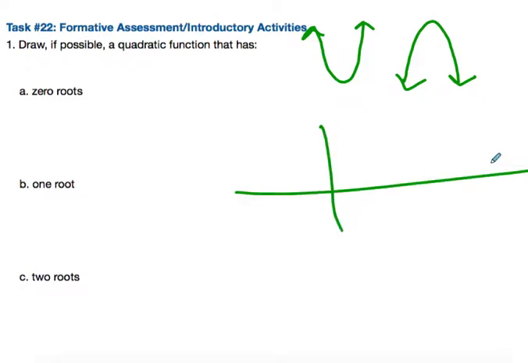On your graph, a root means that it crosses the x-axis. So if it had 0 roots, it would not cross the x-axis. So where could you draw a quadratic function on a coordinate plane and have 0 roots? And you'll have to figure that out.